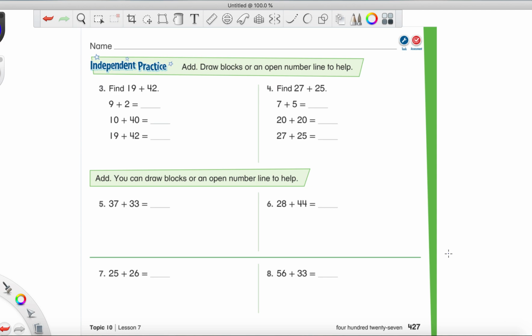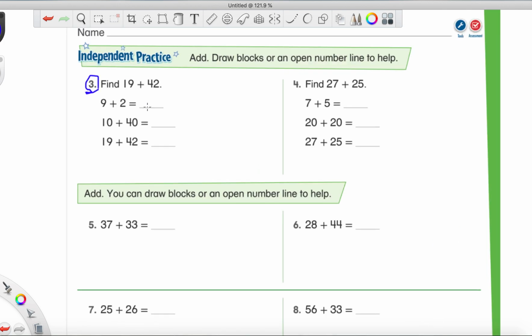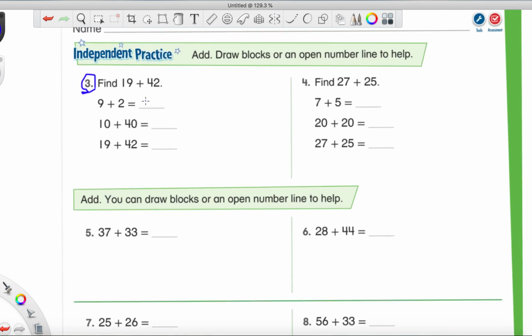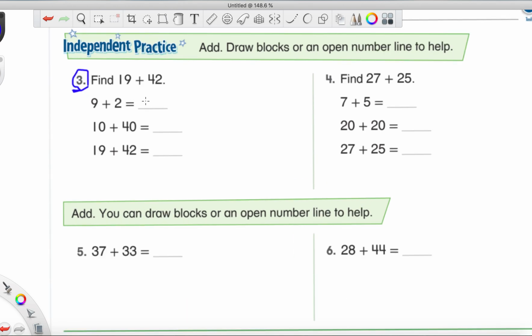All right, so here is page 427. I just want everyone to try number 3 on their own. Go ahead, give this one a try on your own, and then we'll go over it together at the end. And remember, if all these steps are a little too much for you, you can always draw a picture, make a model to help yourself out.